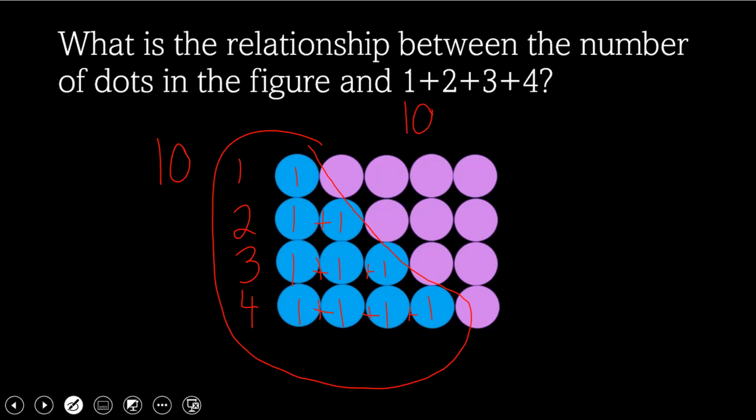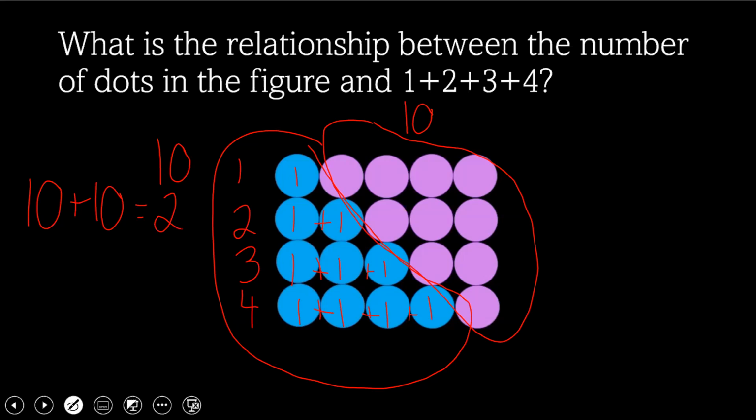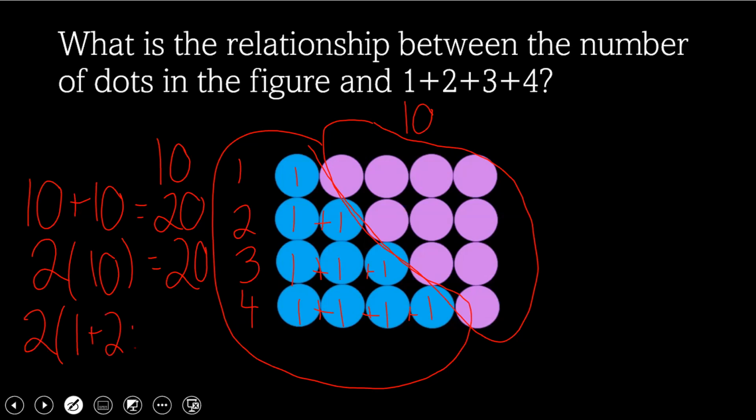So I have 10 here, 10 here, and then we could actually write it in 3 different ways. We could write it as 10 plus 10, which equals 20, total amount of dots that we're looking at here, or 2 times 10, both of which I just said. But we could also write it as 2 times (1 plus 2 plus 3 plus 4), which equals 20.